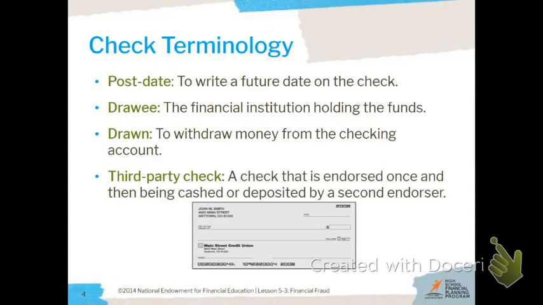So, some check terminology so that you know what some of these things mean, and we've talked a little about this. Post date is when you write a future date on the check. So today is October 26, 2020. If I write it for October 31st because I don't want you to cash it until Saturday, for instance. The drawee is the financial institution that holds the funds, like your bank.